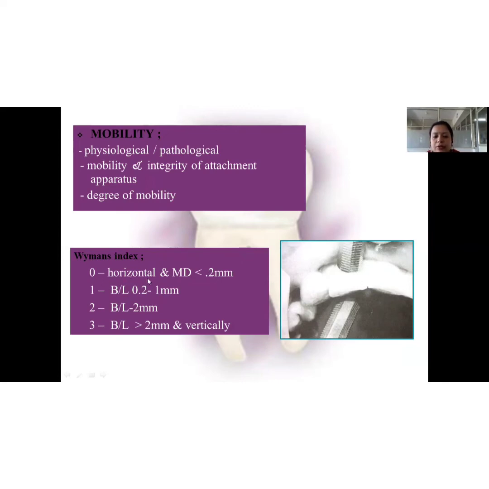So zero is when horizontal mobility is less than 0.2 mm. One is when buccolingual mobility is 0.2 to 1 mm. Two is when buccolingual mobility is 2 mm. And three is when it is more than 2 mm and vertical mobility is also present. So this is the mobility index, and mobility is also a criterion that signifies further treatment.